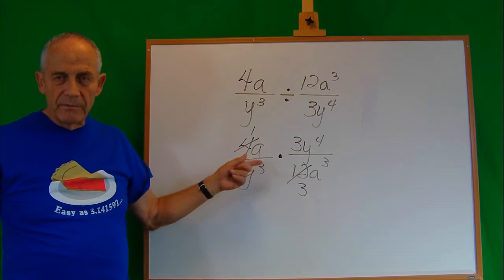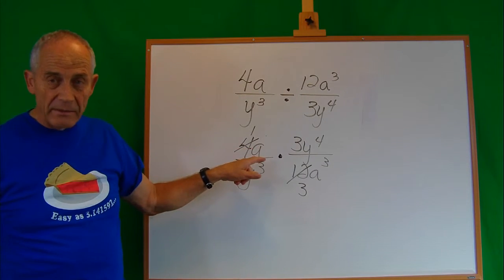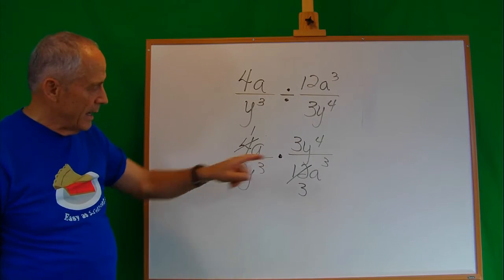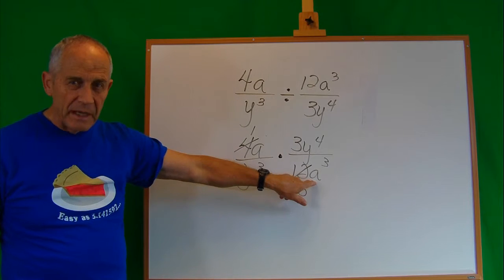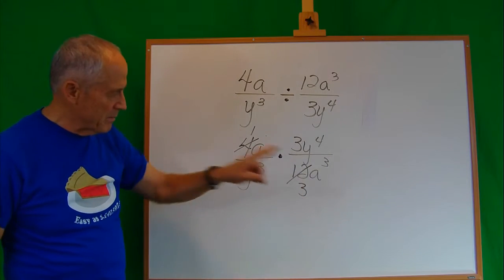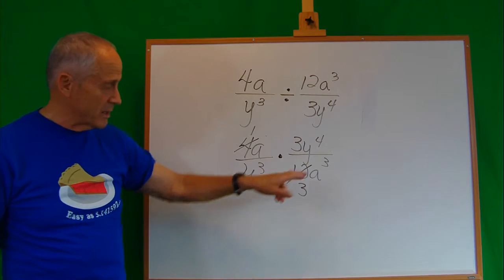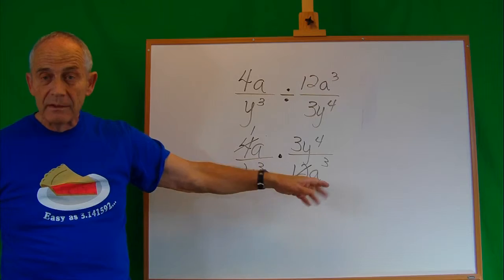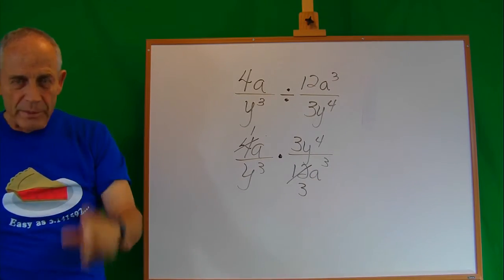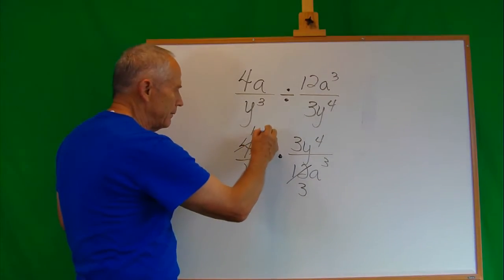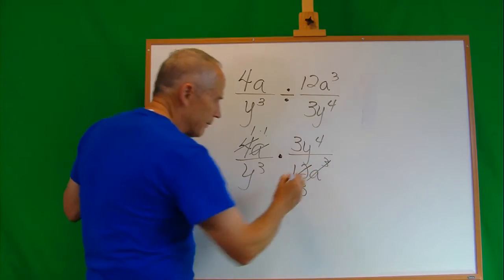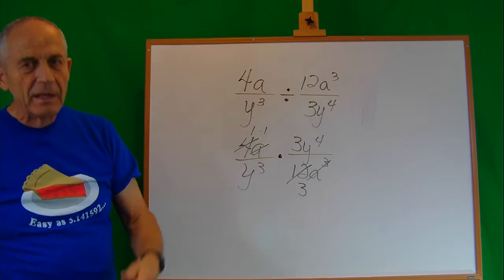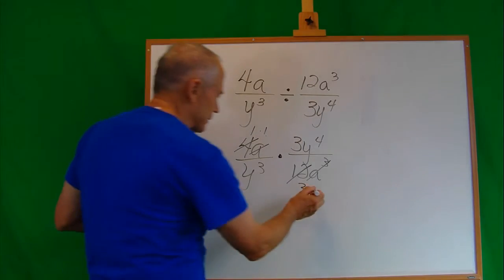Now we're going to deal with our variables. We have a factor of a here. It's 4 times a, so that makes a factor. Down here, how many factors of a do we have? Okay, remember the exponent tells you how many, so we have 3. How many are common if we have 1 here, 3 here? 1 common one. That's what we get to take out. So we take out that one, and we take out one of those. Now we had 3, we took out 1. What's left? 2 of those factors.